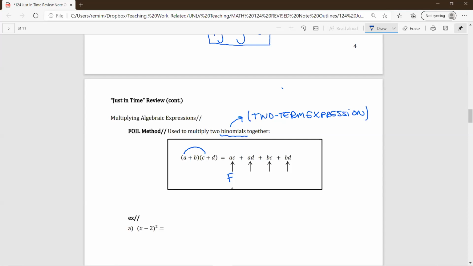So A looks like it's on the outside, and so does D. So these are outside, A and D, O for outside. And then I stands for inside. So the two on the inside, which are these two here, B and C. So that's I for inside. And then L stands for last, meaning the last term in each binomial. So B is the last term in the first binomial, and D is the last term in the second binomial. So L for last. First, outside, inside.